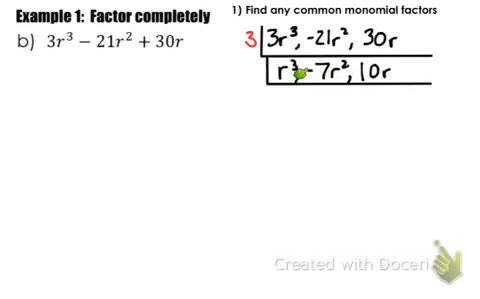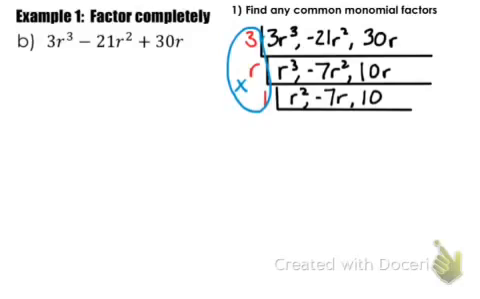It looks like we can keep going actually. All three terms have an r that we can divide out. So we're going to factor out an r, leaving us with r squared minus 7r plus 10. Now our GCF is 1, so we've finished factoring out any common monomial factors. Multiplying those out, our GCF is 3r. Going back to our original problem, we write 3r in the first spot, leaving us with the three terms from the bottom row: r squared minus 7r plus 10.